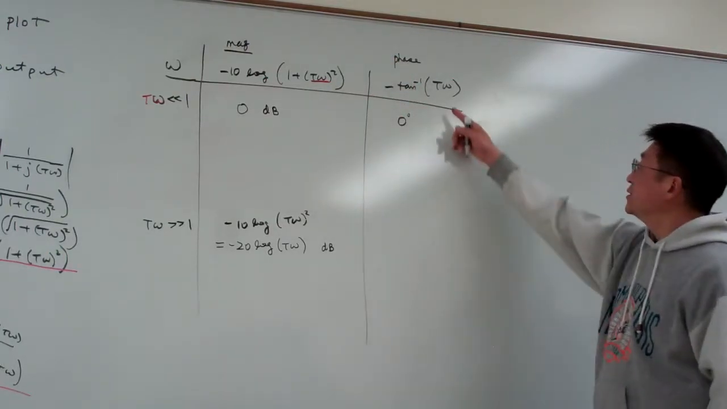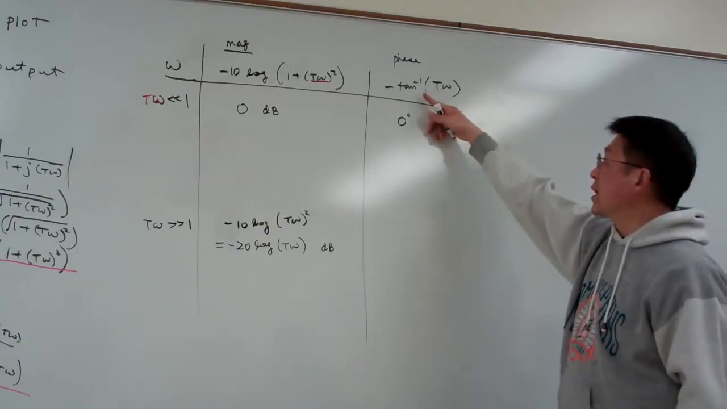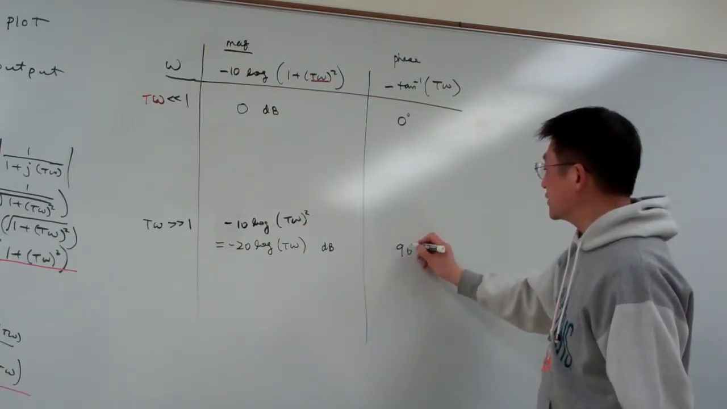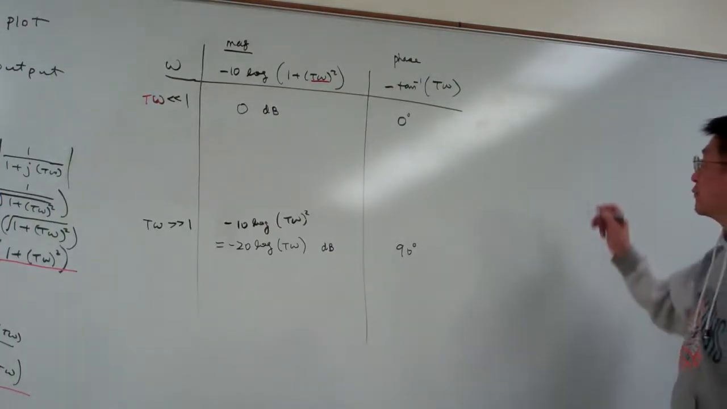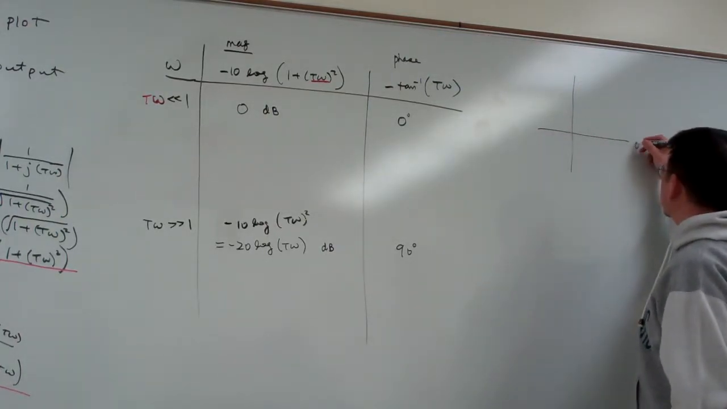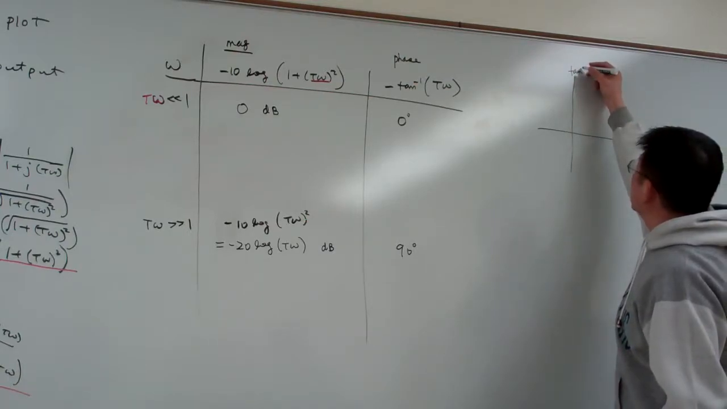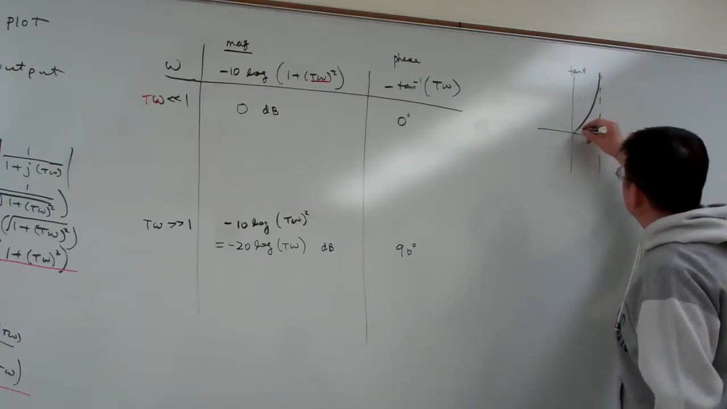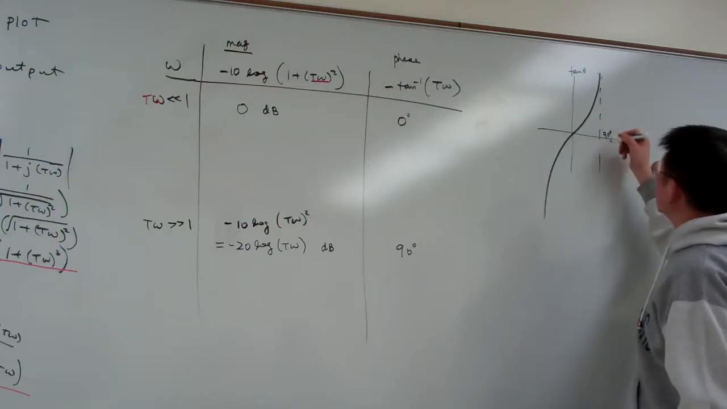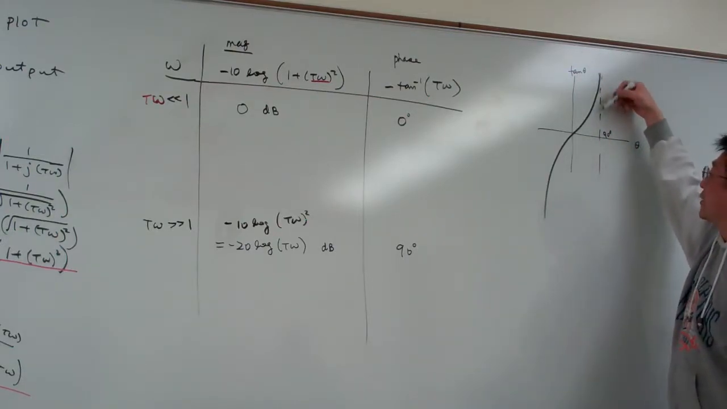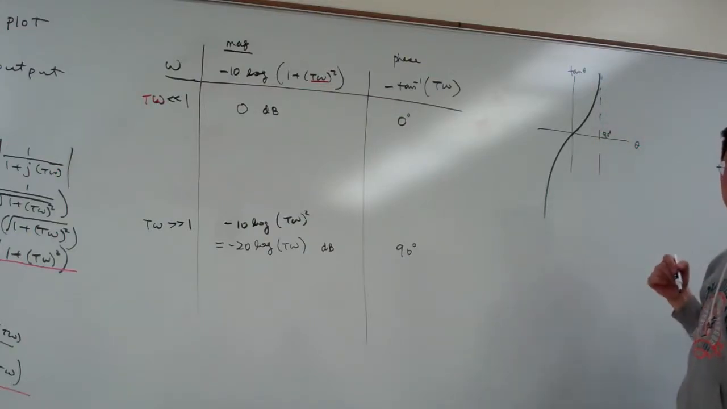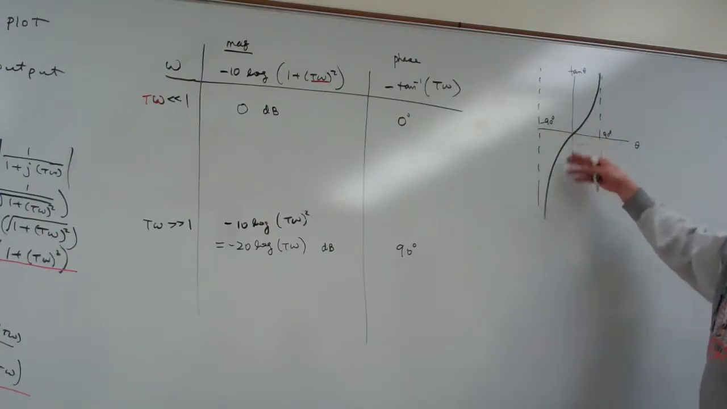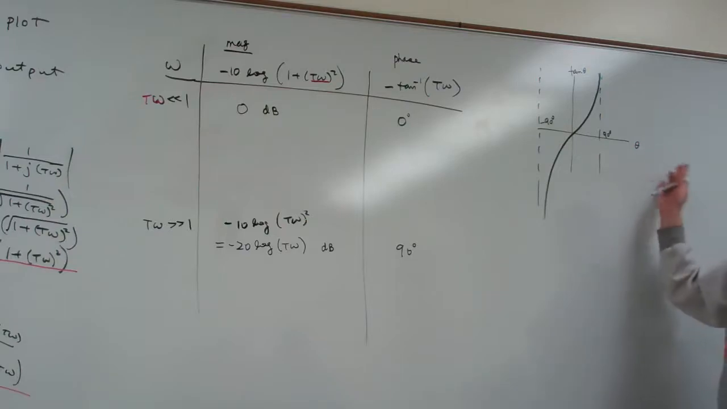And for the phase, when T omega is pretty big, it's basically the arctangent of a huge number. The arctangent of a huge number is basically equal to 90 degrees. If you remember the trigonometry, this is theta, and this is tangent theta. So this is 90 degrees. When corresponding to a very huge number, the corresponding theta is 90 degrees. So basically this curve becomes asymptotic from either way.